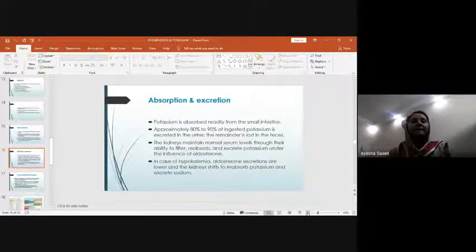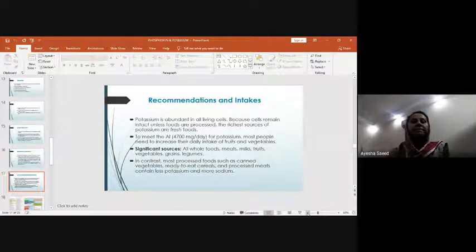In case of hypokalemia, that is deficiency of potassium in the blood, aldosterone secretions are lower and the kidney shifts to reabsorb potassium and excrete more sodium. Now we will have a look at the recommendations and intakes.